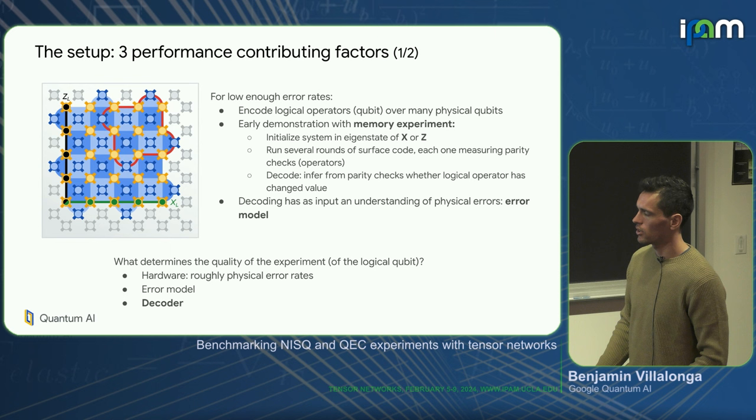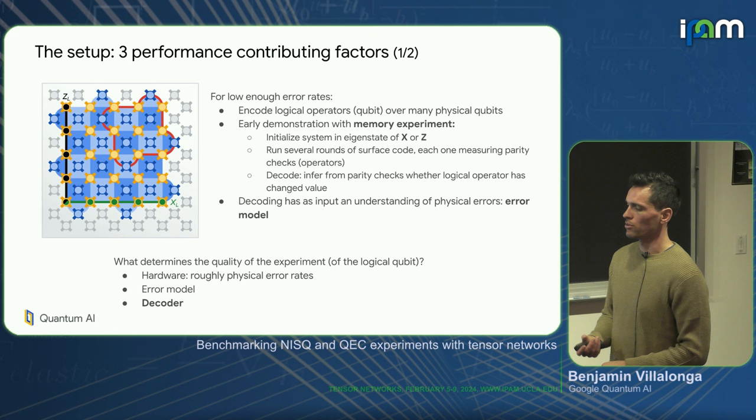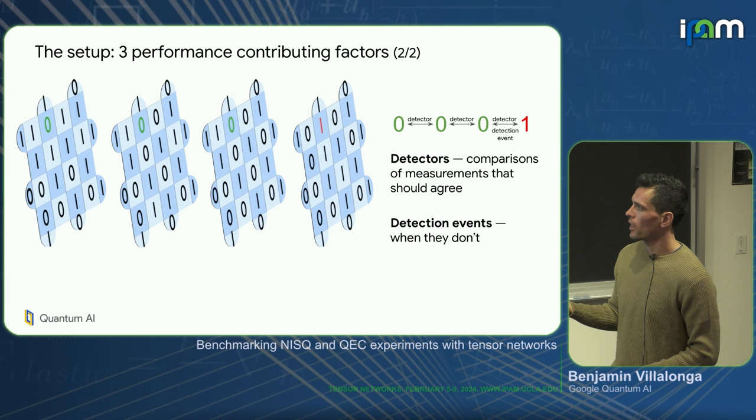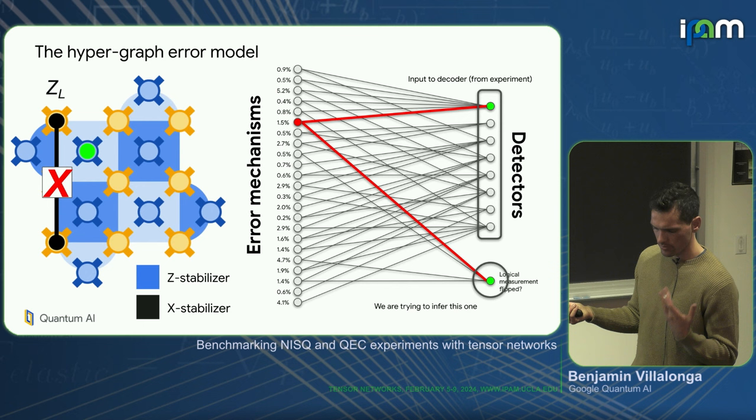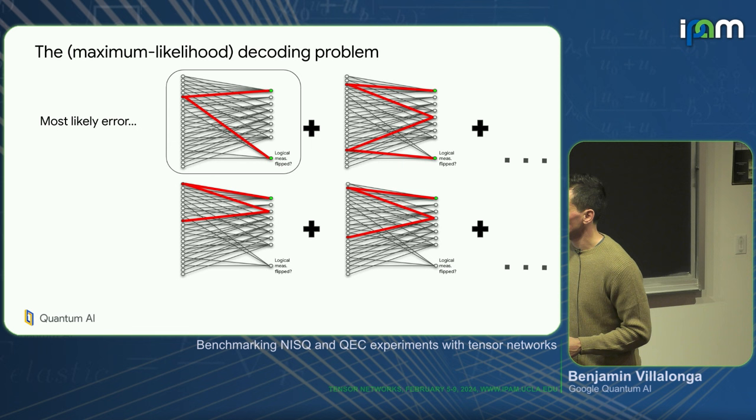And if you have low enough error rates, you're guaranteed that your logical qubit is not corrupted with very, very high probability. And so there is a crucial step in achieving this realization, which is having access to a good decoder. So what is a decoder?